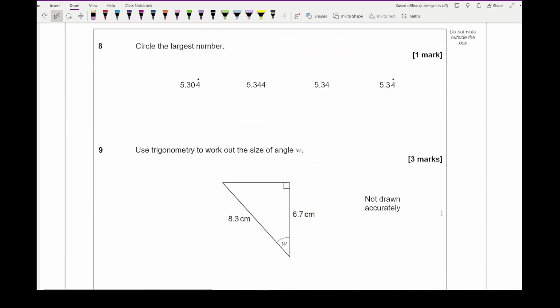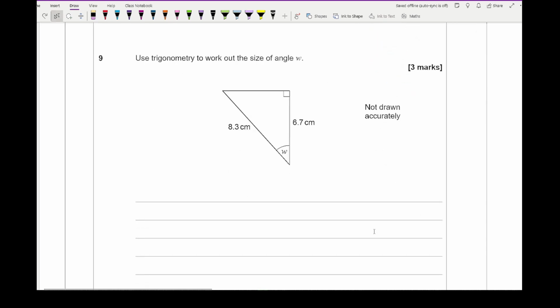Then moving on to question 8, it says circle the largest number. So again, it's just a case of adapting the fact that we've got recurring decimals, but the one you need to circle for the biggest number is going to be our last option of 5.34 recurring.